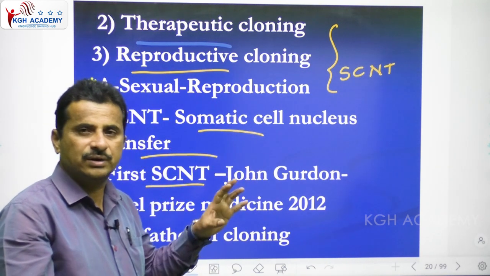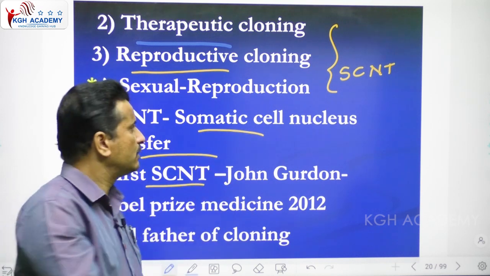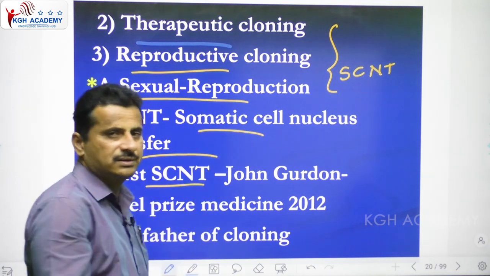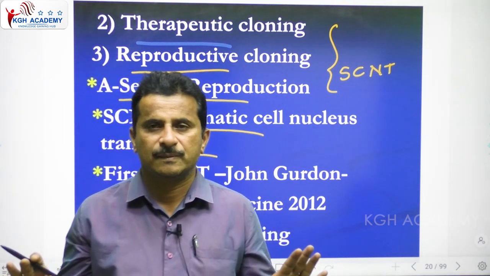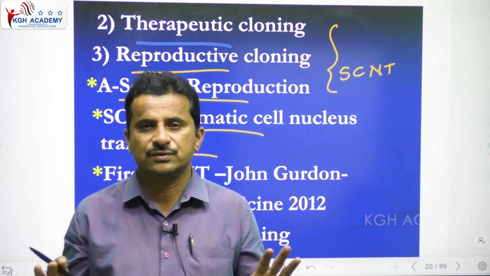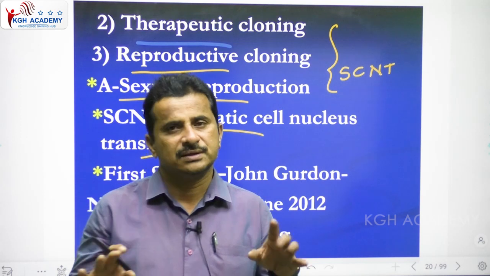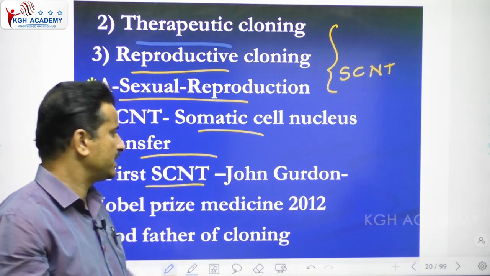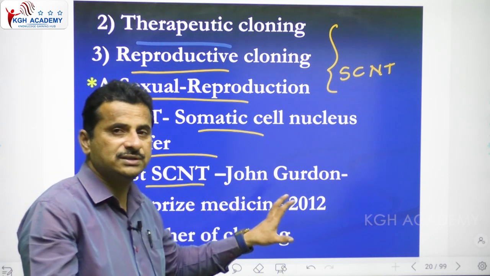Here, producing animals or organisms through cloning is equal to asexual reproduction. I have already explained that in asexual reproduction there is no gamete formation, fusion and fertilization. Without that, organisms are developed. That's why this is called asexual reproduction. Here I am explaining about somatic cell nuclear transfer.